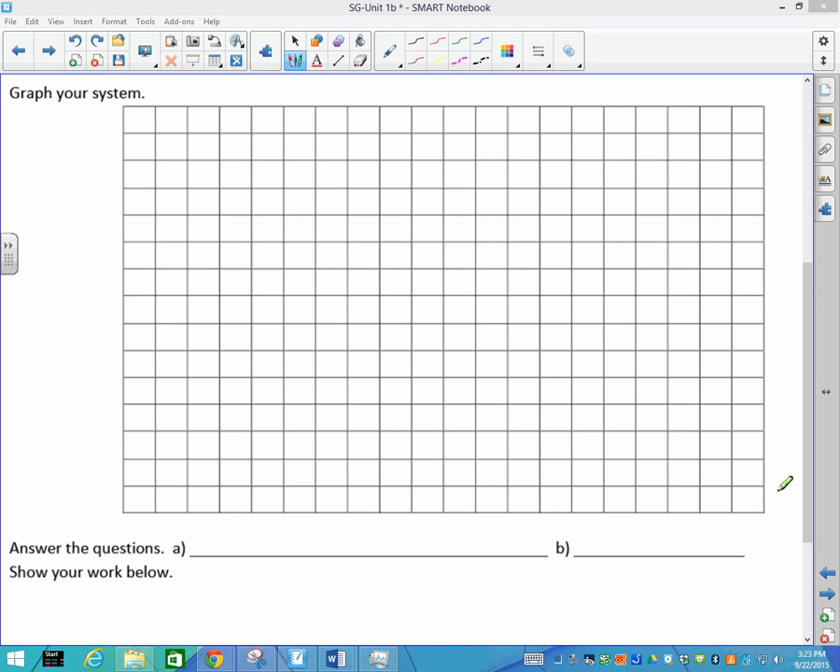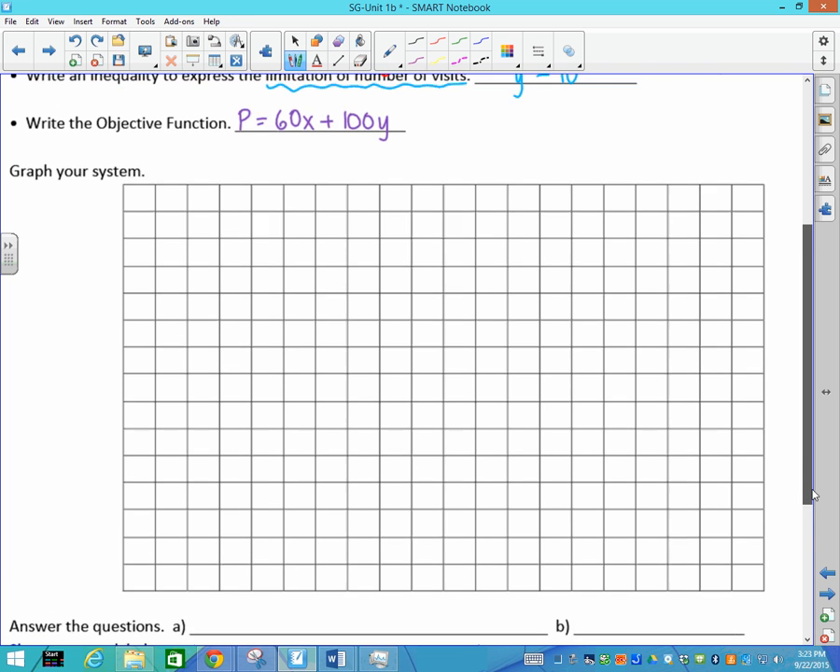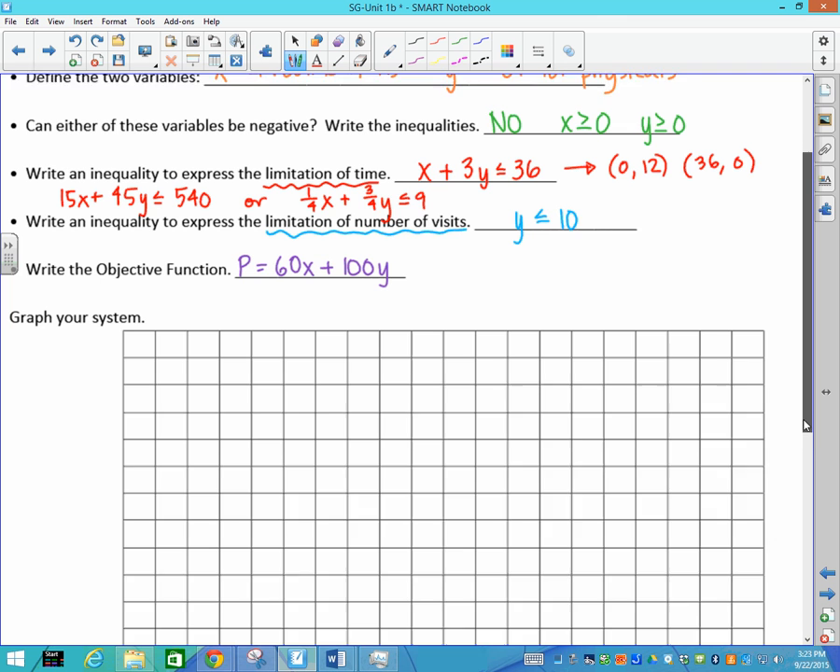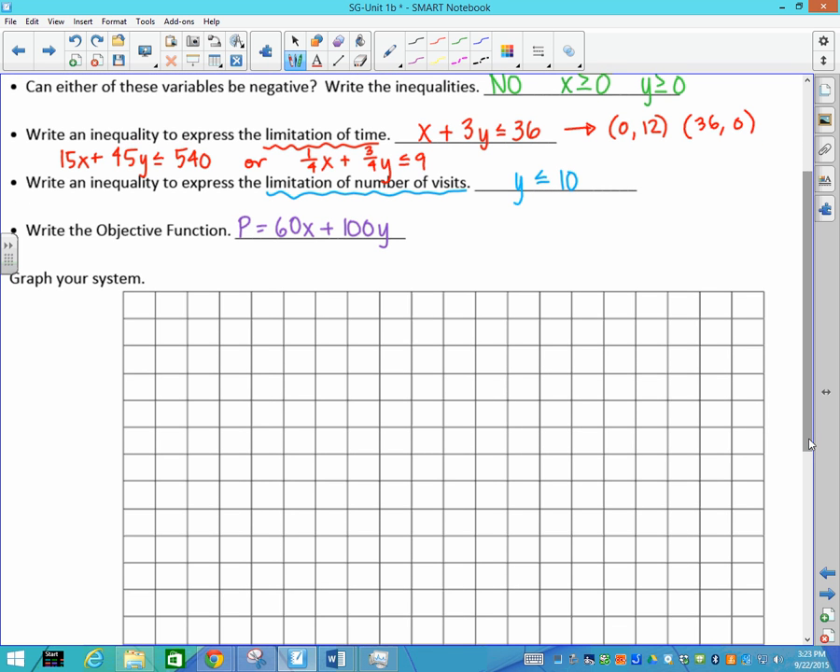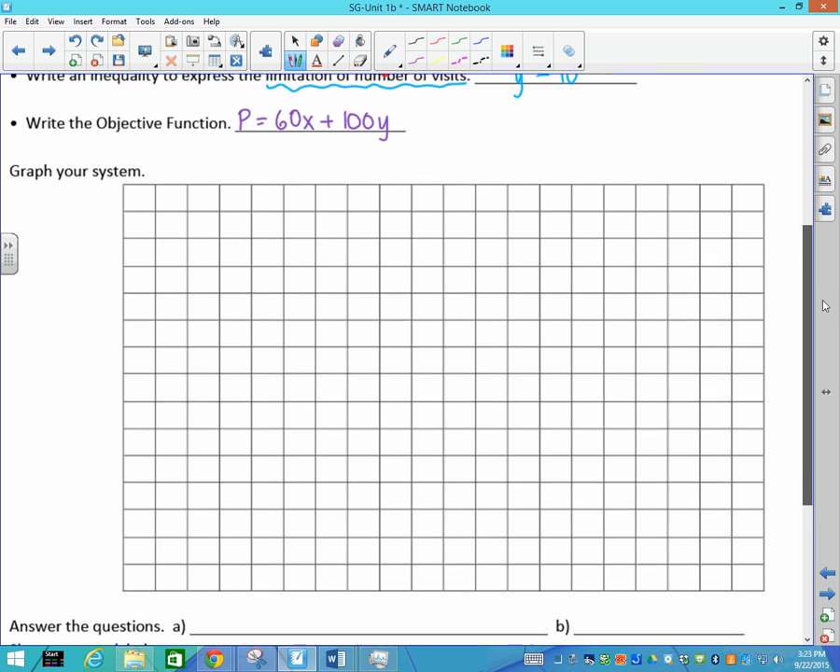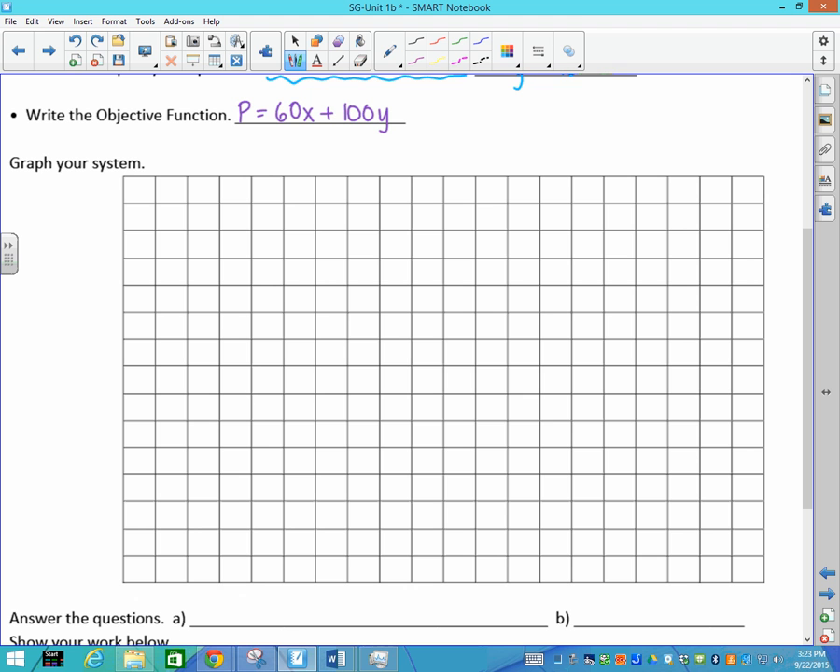So the points that we had, let's see if I can look at those equations. We had x is greater than 0, y is greater than 0, and then we had the points 0, 12, 36, 0, and y is less than 10. Now, my x-axis has to be able to go up to 36, and my y-axis has to go up to 12.